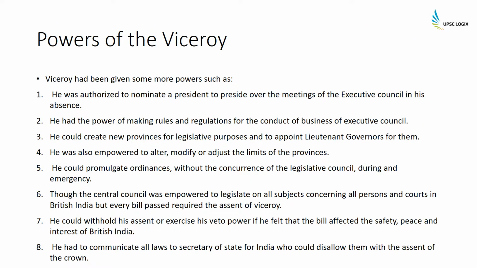Let us have a look at the powers of the Viceroy which were given through the Indian Councils Act 1861. He was authorized to nominate a president to preside over the meeting of the Executive Council in his absence. Number two, he was given the power of making rules and regulations for the conduct of business of the Executive Council. Number three, he could create new provinces for legislative purposes and appoint lieutenant governors for them. As we know, new legislative councils were created for NWFP, Bengal and Punjab.